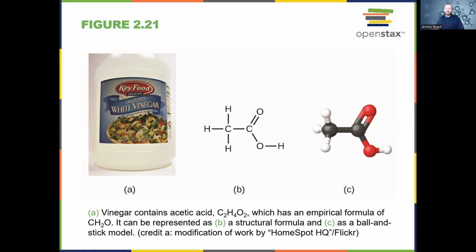Acetic acid is in vinegar. Its molecular formula is C2H4O2. And again, for its empirical formula, we can divide by 2 for the carbon, hydrogen, and oxygen atoms, and we get CH2O. And again, we have the structural formula and the ball and stick models showing how these atoms are connected.